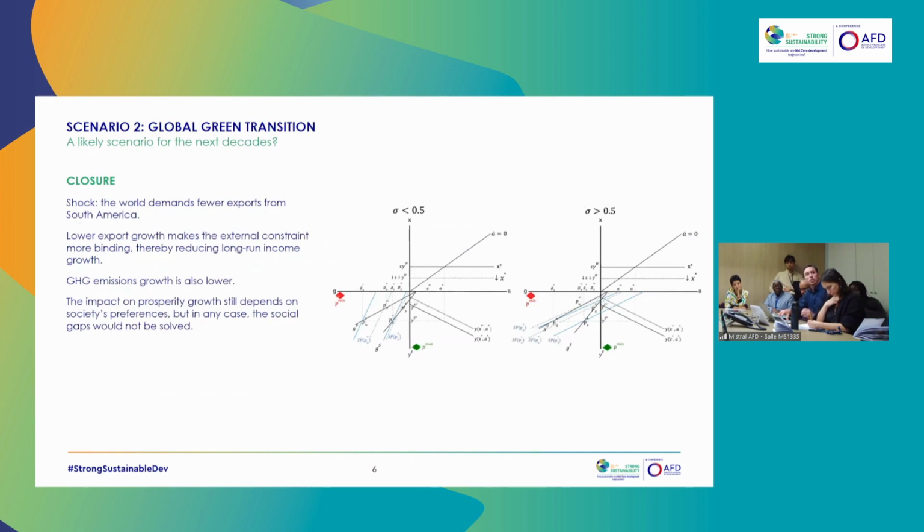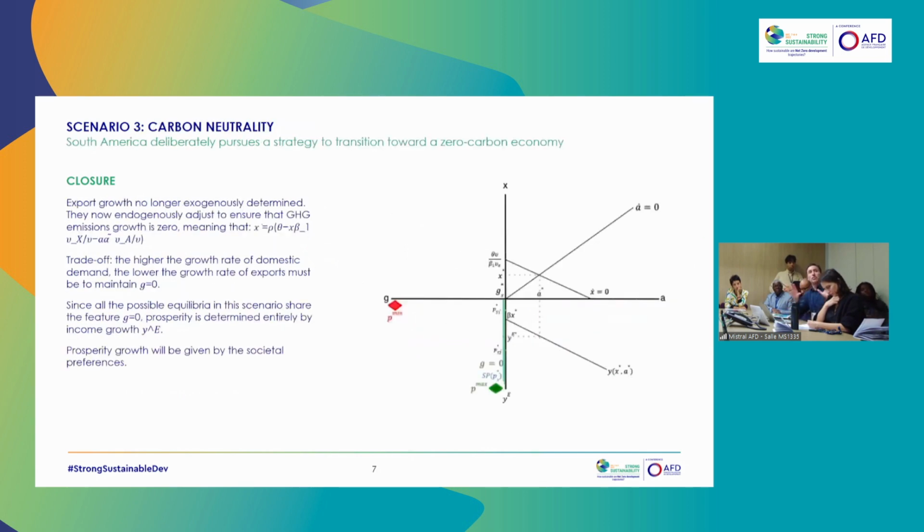A second scenario I can show is a completely different situation, where the region decides to go for carbon neutrality, the decision of having not only zero emissions at some point in the future, but also zero emissions growth by definition. So what are the implications of the carbon neutrality scenario decided by the region? This is not the green transition imposed by the rest of the world, but the decision of each South American economy to embark on a green transition. There are basically two changes in the scheme that need to be implemented.